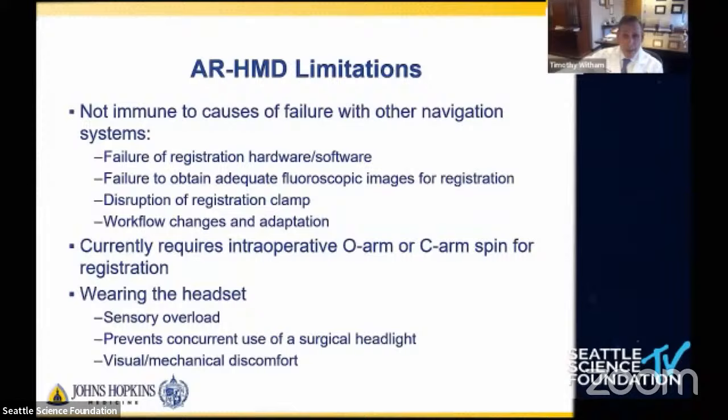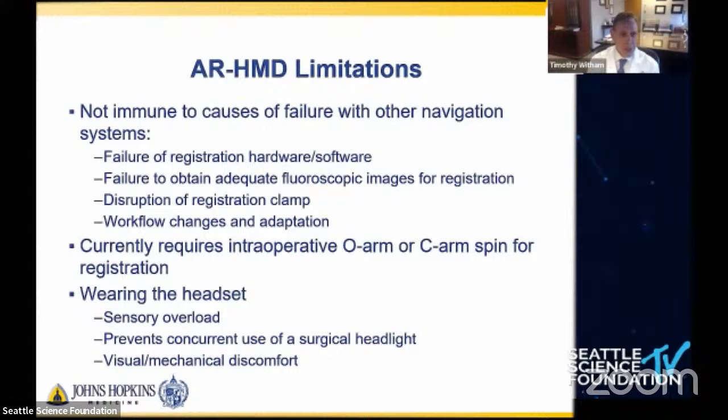The system is not without limitations, and a lot of the limitations are similar to the limitations of other navigation systems. We've had to abort a couple of cases because there were issues with the software and the registration. And so workflow issues really are the main issue that we deal with. So I'm looking at ways where we can improve our workflow and efficiency. I think certainly when we're able to get the preoperative registration, this system is going to become a lot more appealing, both in the setting of, let's say, an ambulatory surgery center, but also intraoperatively, because it'll save on the time needed for the imaging.